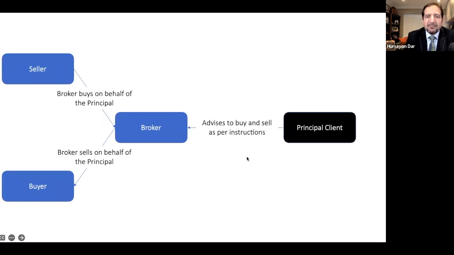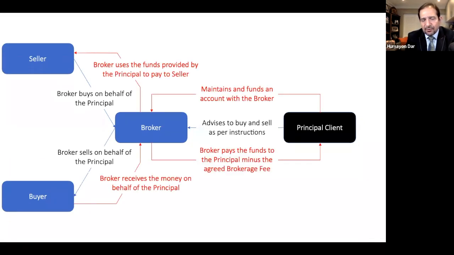So in case of a brokerage requirement, there is someone, a principal client. It would advise a broker to buy and sell certain things. For example, a person may ask a stockbroker to buy stocks from the market from a seller and sell them in the market to a buyer with a view to make some profit for the principal client. So this is a simple brokerage relationship between a principal and a broker.